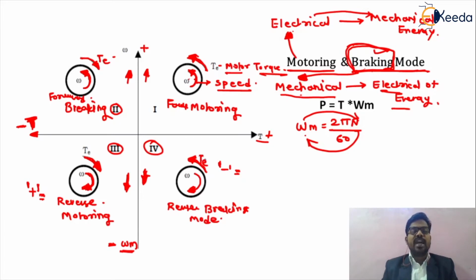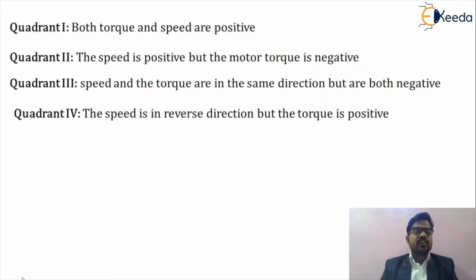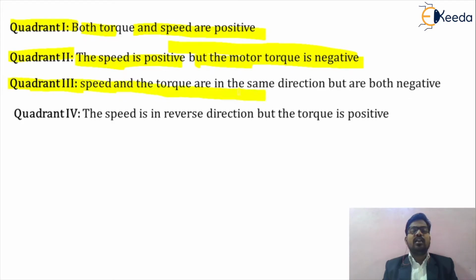I think everyone has a clear idea about the four-quadrant operation of your electrical drive. So friends, let us recap the concept. In the first quadrant, both torque and speed are positive. In the second quadrant, the speed is positive but the motor torque is negative. This is the key point to consider. In the third quadrant, speed and torque are in the same direction but both are negative. And in the fourth quadrant, the speed is in the reverse direction but the torque is positive.